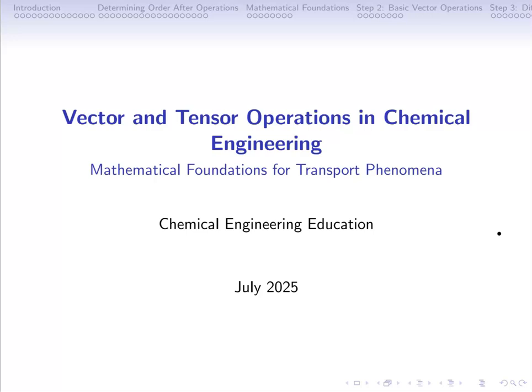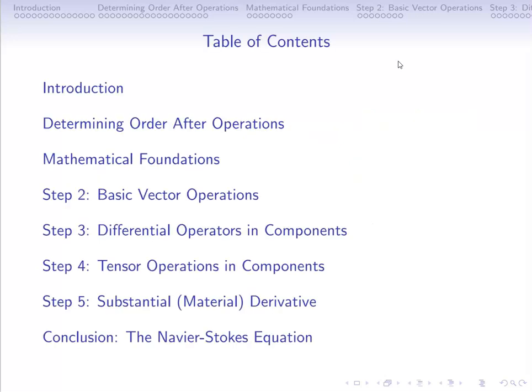Today we are diving deep into vector and tensor operations, the mathematical foundation that powers transport phenomena. Whether you are studying momentum transfer, heat transfer or mass transfer, understanding this concept is absolutely crucial for any chemical engineer. Let's get started. In this video, we will explore what tensor order really means, walk through examples from scalar to higher order tensors, and most importantly, learn how to determine the order of the result when we perform operations. This knowledge will transform how you approach transport.